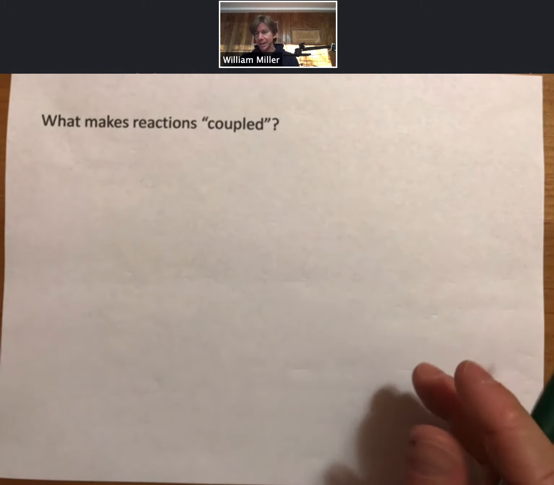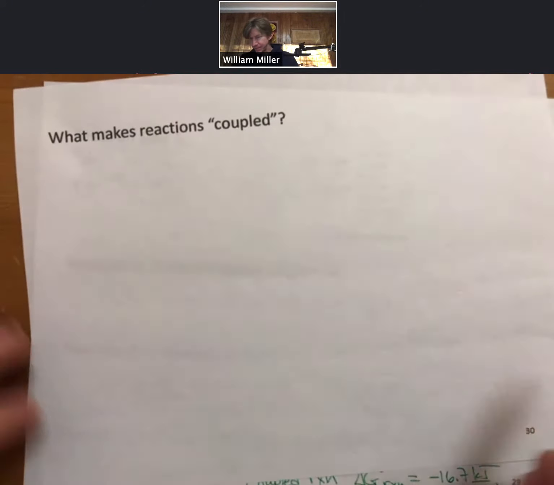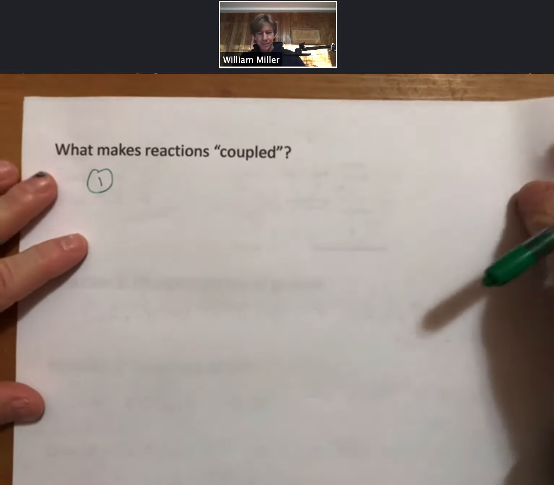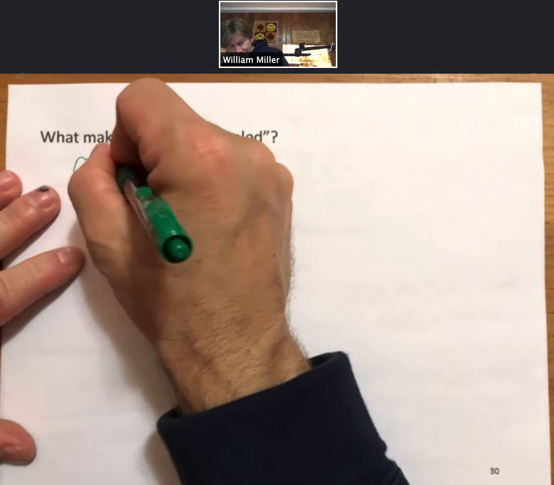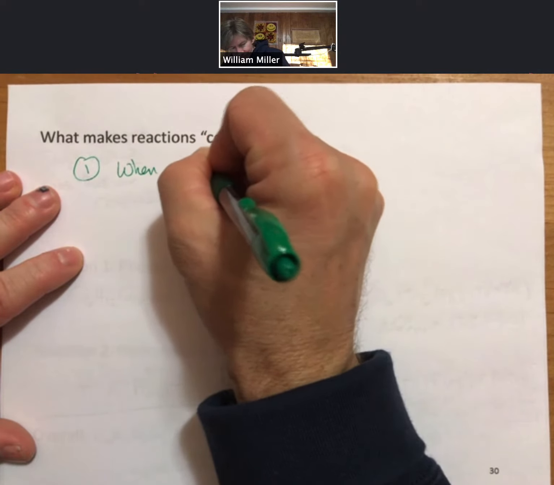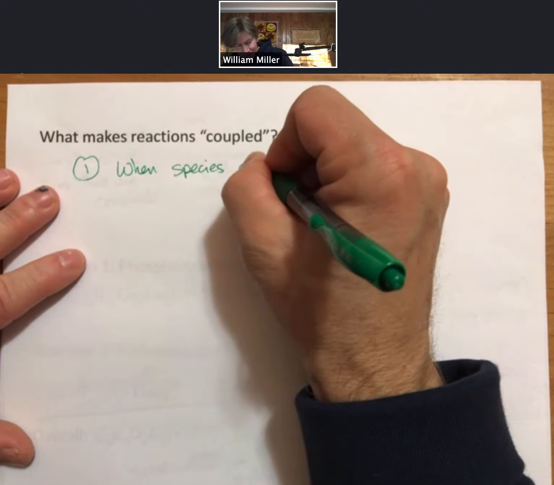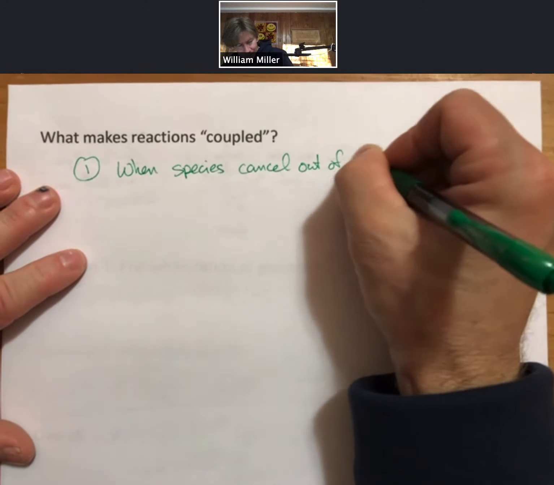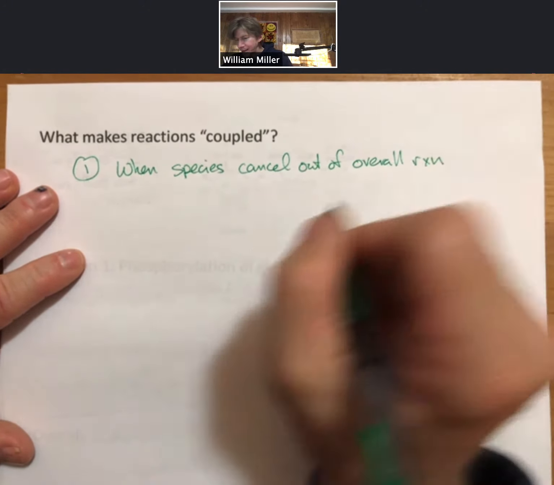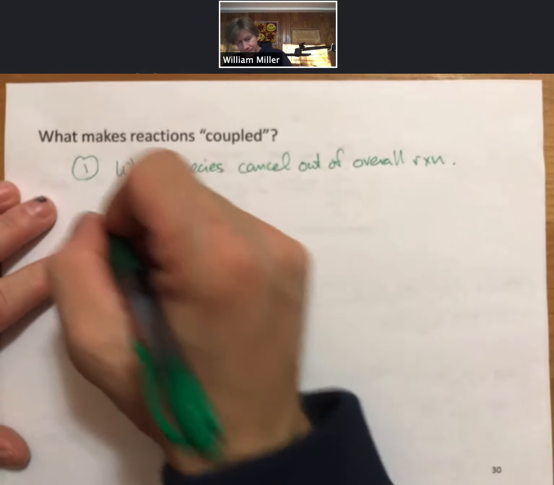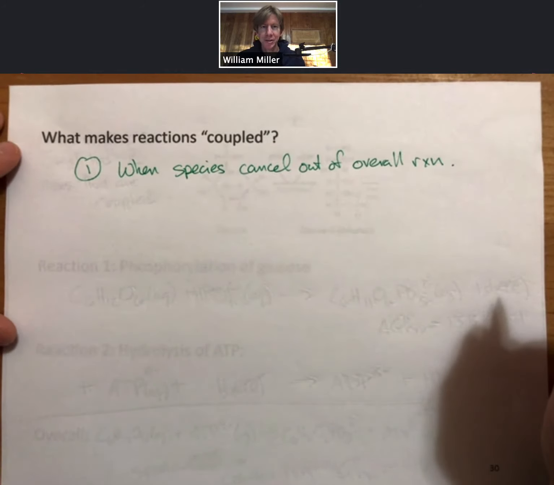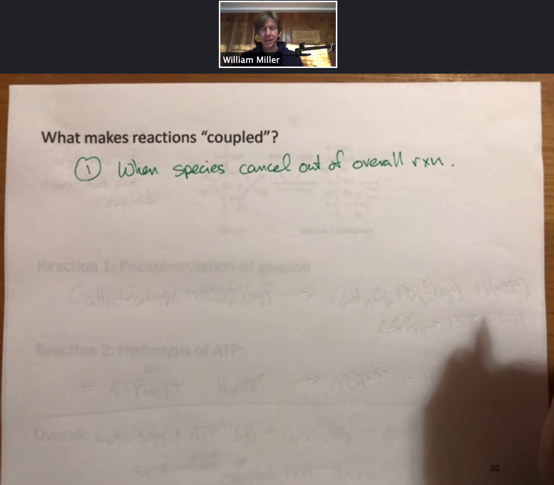And so what makes reactions coupled? Well, one, when species cancel out of the overall reaction. And in fact, that's what makes the reactions coupled. That's how they have to occur together. And when they occur together, you get to add their free energies. That's how non-spontaneous reactions are caused to happen in the body.